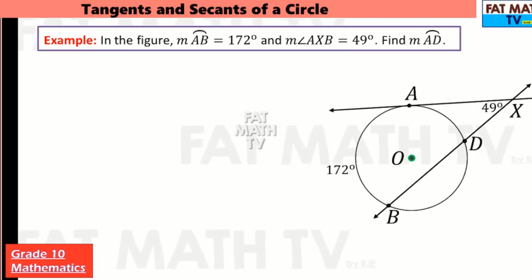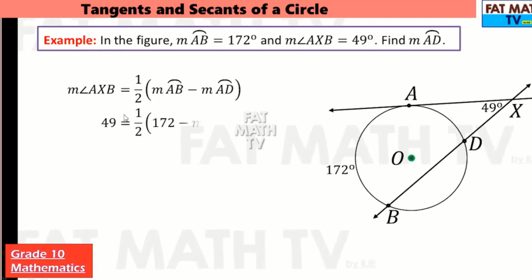Another example, we are asked here of the smaller intercepted arc. Measure of arc AB is 172 degrees. Measure of angle AXB is 49 degrees. Find the measure of arc AD. So same, measure of this angle here is half the difference of the two intercepted arcs. So measure of angle AXB is 1/2 measure of arc AB minus measure of arc AD. Measure of AXB is 49, so replace it with 49, copy 1/2. Measure of arc AB is 172 minus measure of arc AD.